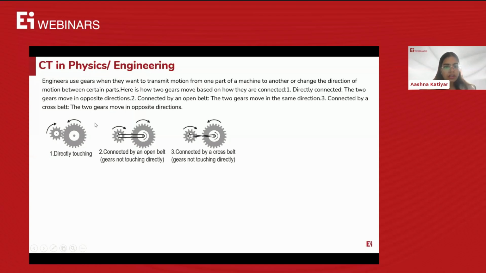The second is connected by an open belt. The two gears move in the same direction. So, in the previous example, the two gears were actually touching each other, but in this example, they are not touching each other and they are connected by a belt.